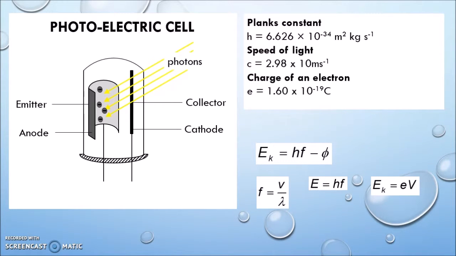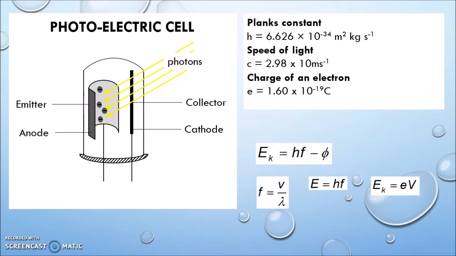Now this production of these electrons going towards the collector are then able to go all the way round back to this emitter again. So this is an anode and this is a cathode, and this produces an electric current when this happens.